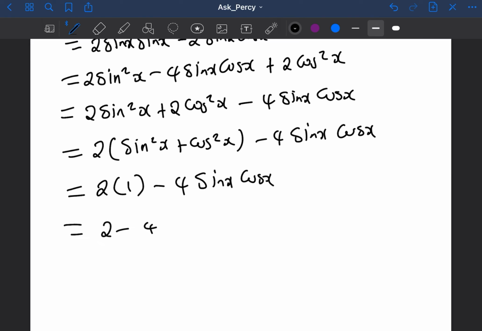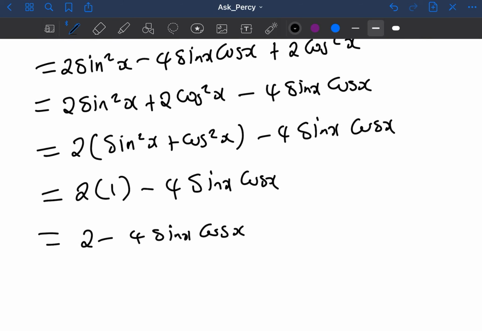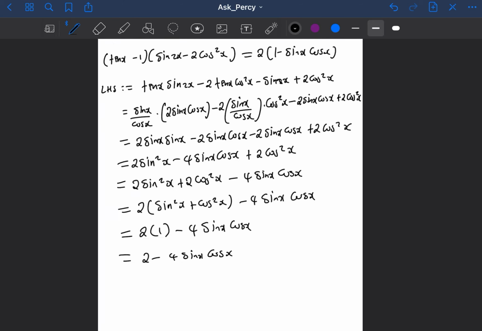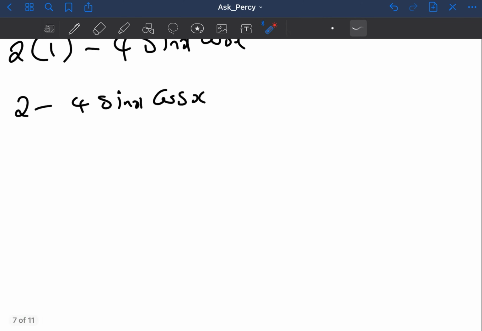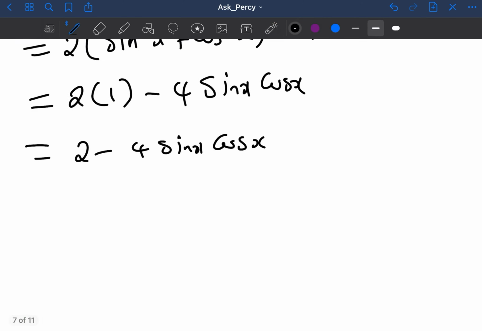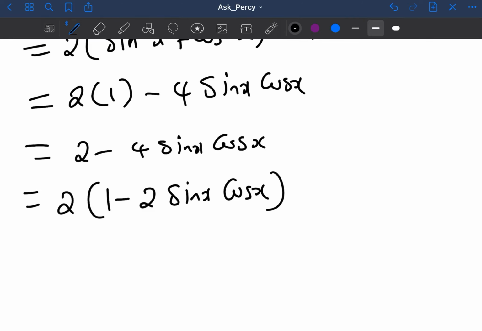So finally, this is the answer that you have. Okay, now let's look at our right hand side that we're trying to prove. So you see they factor out 2, so we can also factor out 2 as well. So you have 2 times 1 minus 2 sine x cos x if you factor out 2.